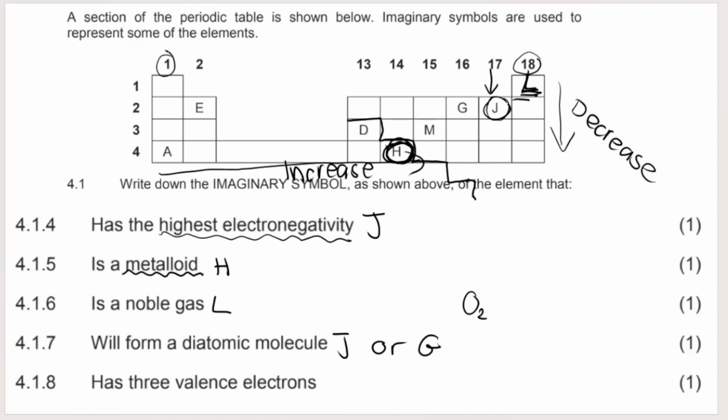We know that this group has 1 valence electron, this group has 2, this group over here has 3 valence electrons, so your answer is D.